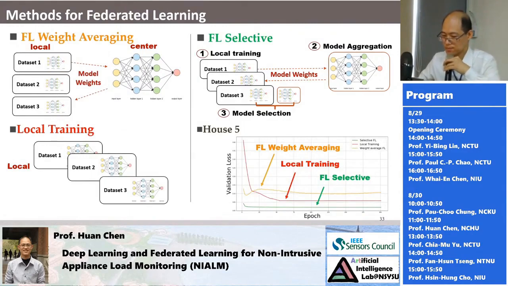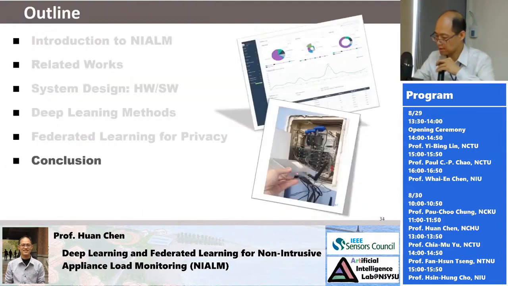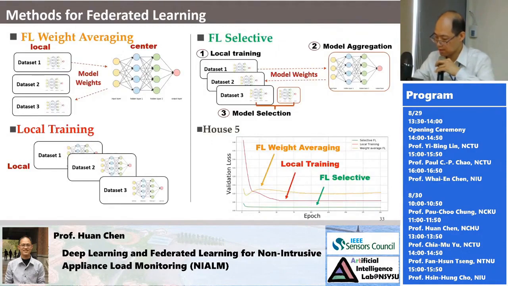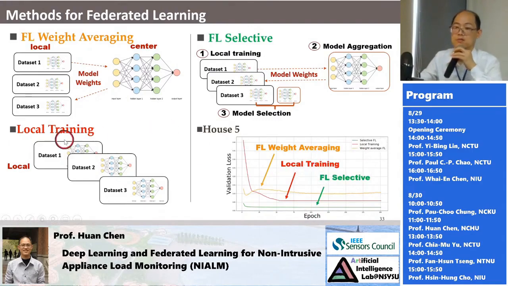And we can improve the performance. We also show that our federated learning selective scheme can perform even better than the local training scheme. Local training means that you don't exchange your model with others. So our federated learning selective scheme can perform even better.